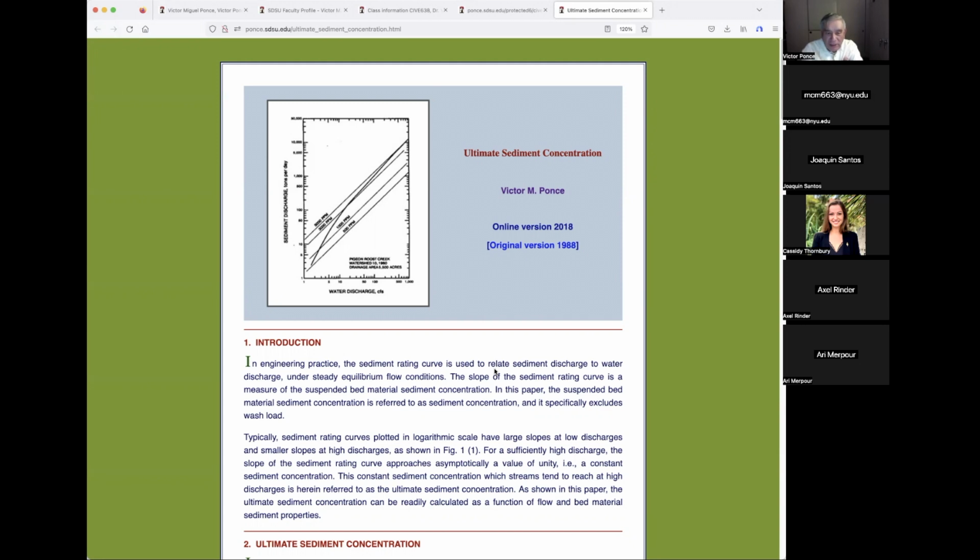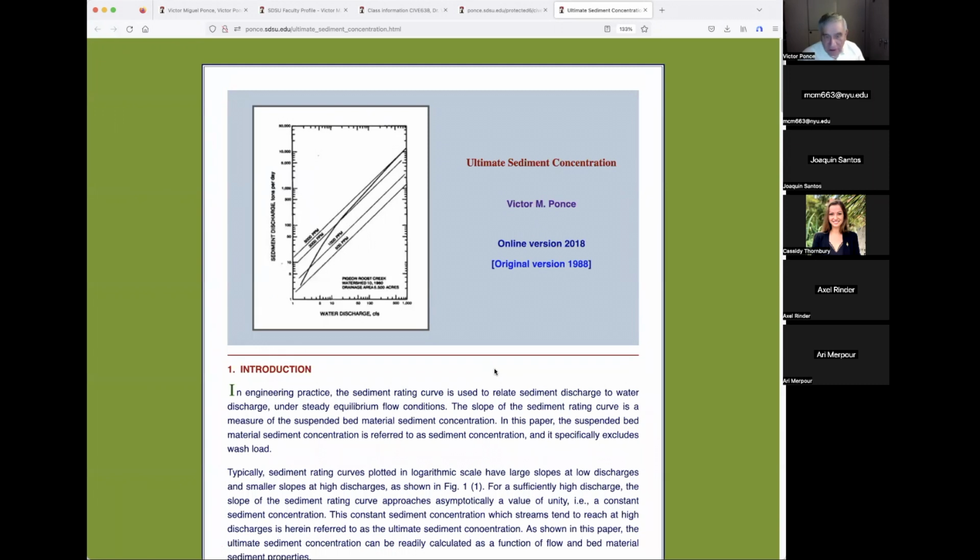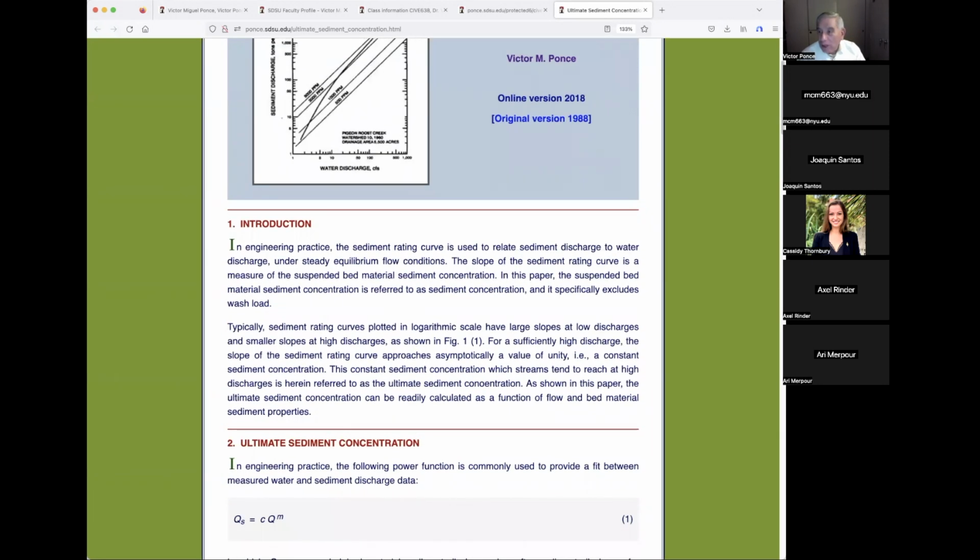In engineering practice, the sediment rating curve is very much used. The sediment rating curve, as opposed to the water rating curve. The water rating curve is a plot of water discharge versus stage, area or stage. Typically in practice, we use stage, the water level, the stage elevation. That's water rating. But the sediment rating is, as I said earlier, water discharge in the abscissas and sediment discharge in the ordinates. A very well-known and very useful relationship.